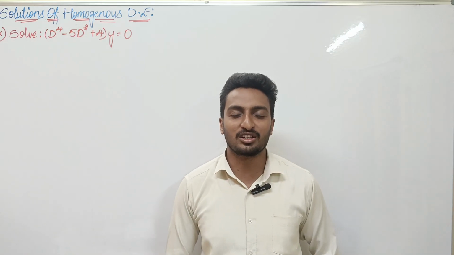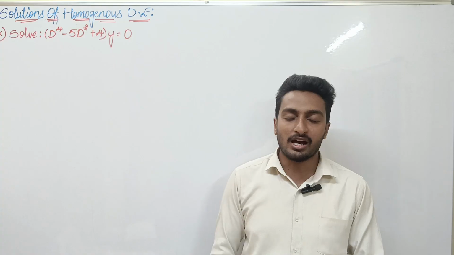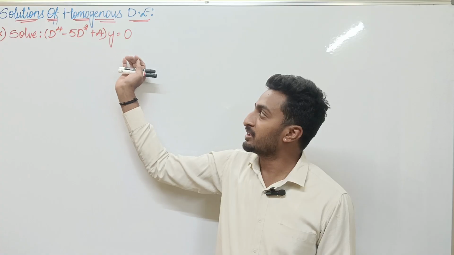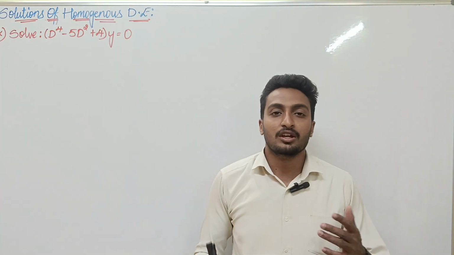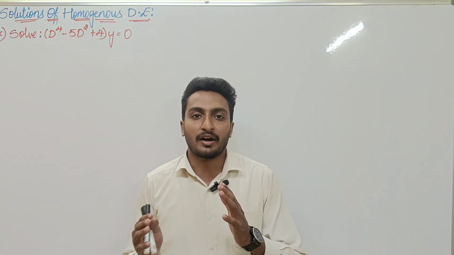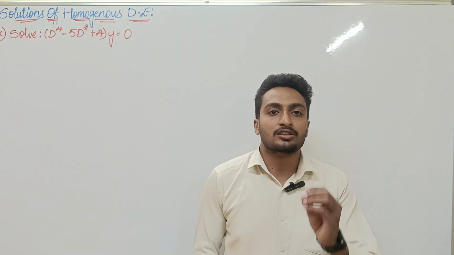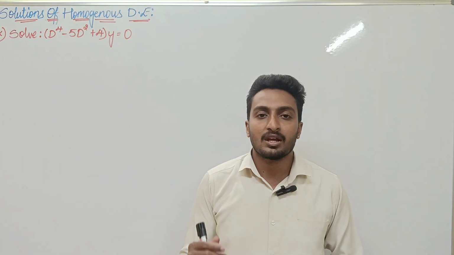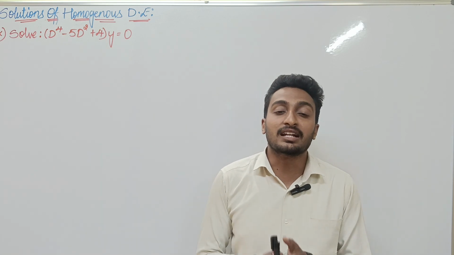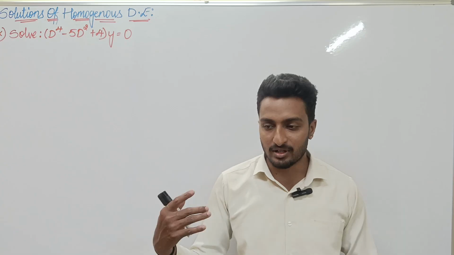Today, let us learn how to solve the problem on finding the solution of a homogeneous differential equation, where we are given D^4 minus 5D^2 plus 4, into y equal to 0. We are going to determine whether the given equation is homogeneous or non-homogeneous. After that, we are going to find the auxiliary equation and the roots of the auxiliary equation. After finding the roots, we are going to represent the general solution of the given homogeneous differential equation. How to solve and how to represent, now let us see.